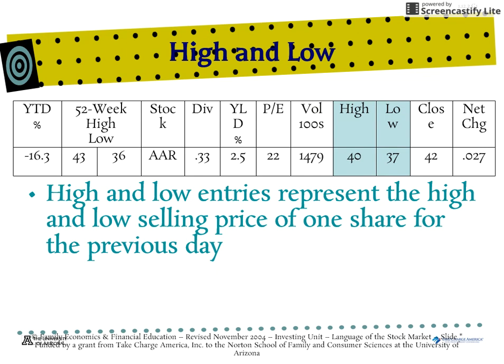High and low entries represent the high and low selling price of one share on the previous day. So if this was for today, we would look at it like yesterday, the highest price was 40, the lowest price was 37. So right there, you can see that stock prices change so much.